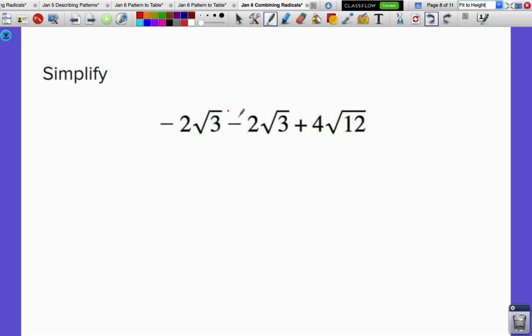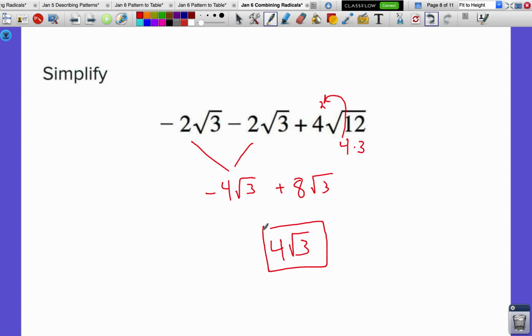All right, another one. Negative 2 root 3 minus 2 root 3. Right off the bat, I can combine those to be a negative 4 root 3. The square root of 12, that 12 could be split into 4 times 3, and then the 4 could be brought out as a 2. 2 times 4 is 8, so we've got plus 8 root 3. So negative 4 root 3 plus 8 root 3 is going to just be 4 root 3. We can simplify this whole expression down to just 4 root 3.